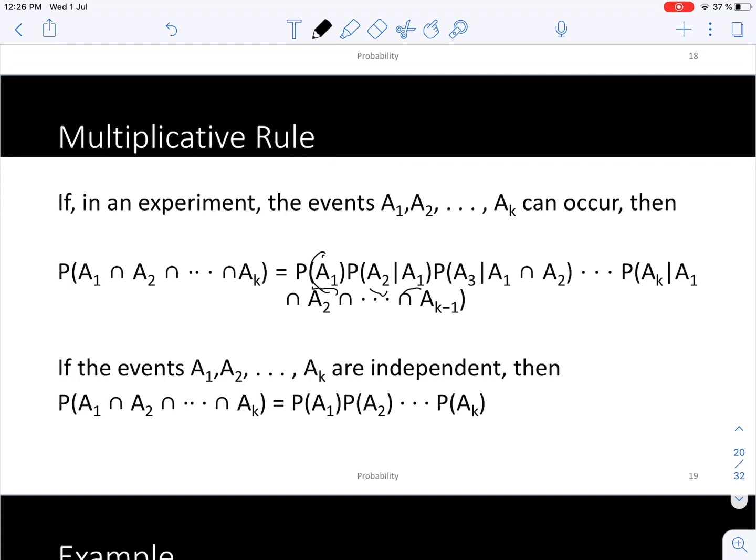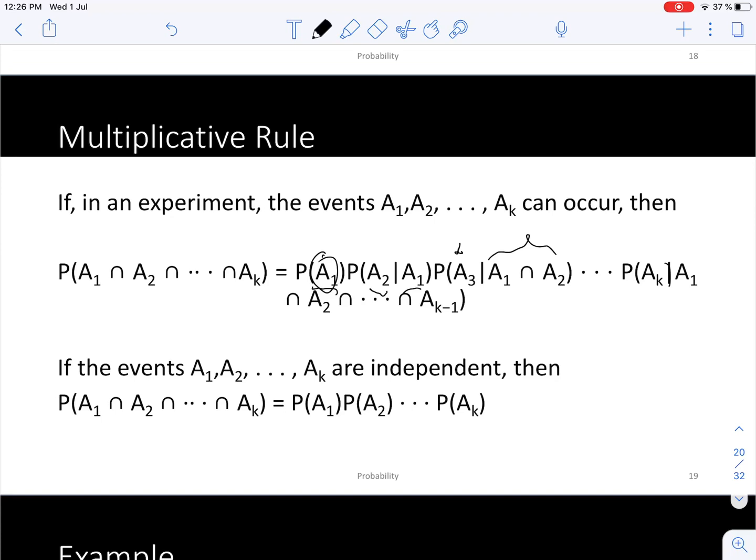so given the occurrence of the previous one, times the probability of the third event given the intersection of the 2 previous events. So you keep going until the last one is the probability of the last event given the intersection of all of the previous events from A1 up to AK minus 1. So that's the general multiplicative rule.